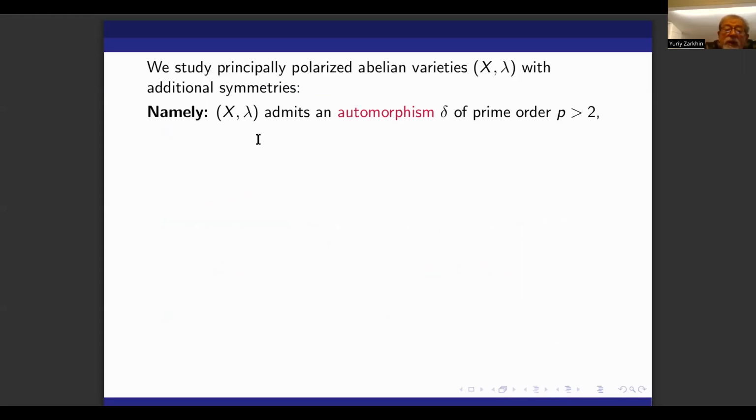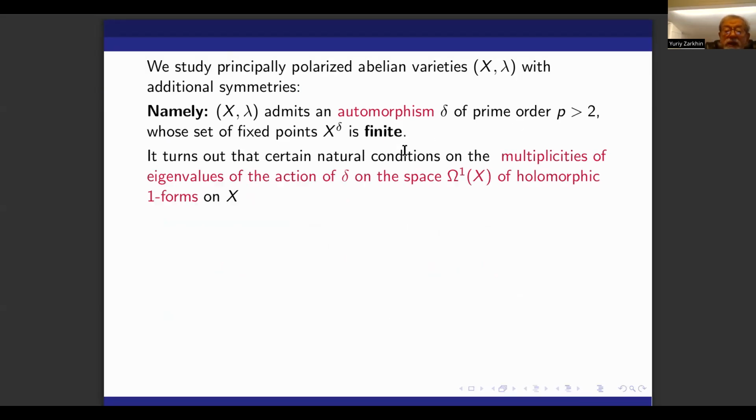So again, as I already pointed out, we will deal with pairs, abelian varieties (X, lambda) with additional symmetries. So (X, lambda) admits an automorphism delta of prime order p strictly greater than 2, whose set of fixed points X^delta is finite.